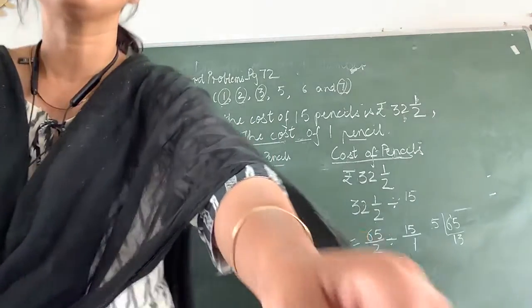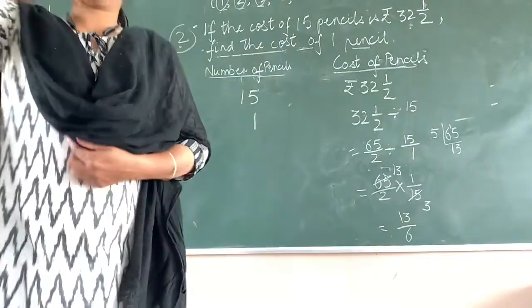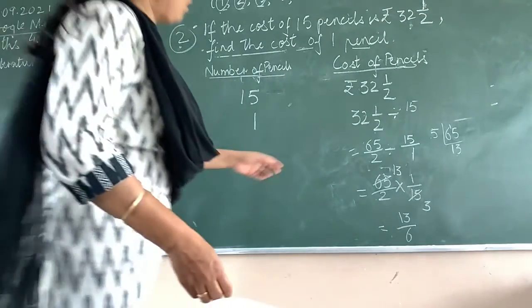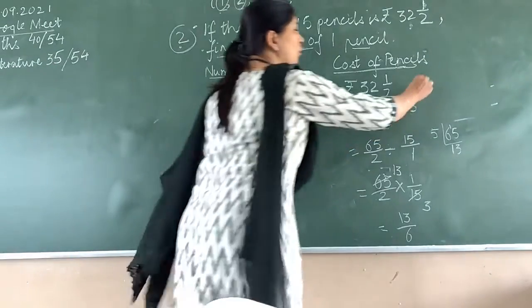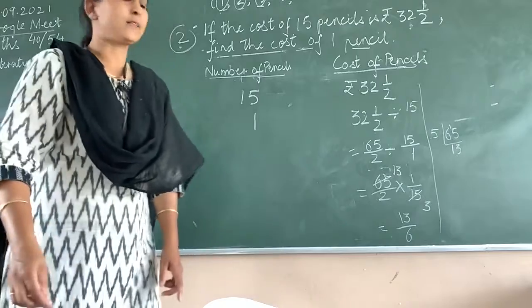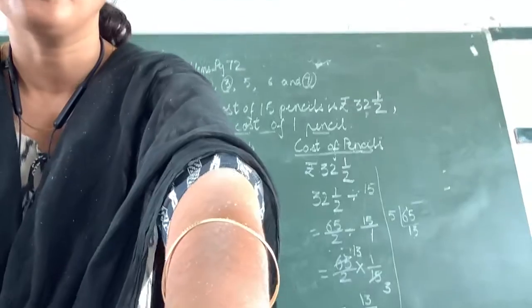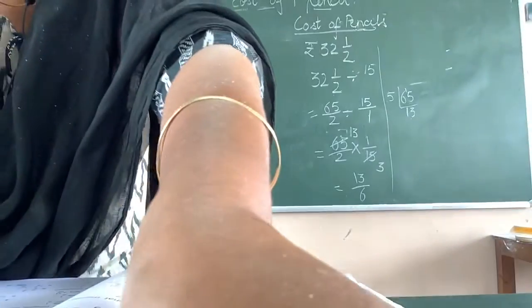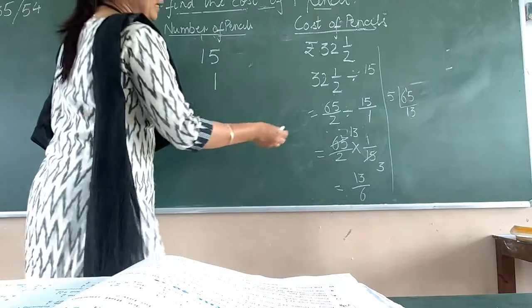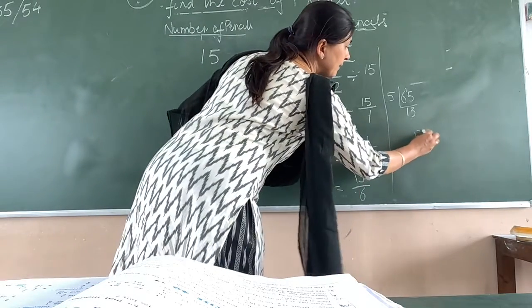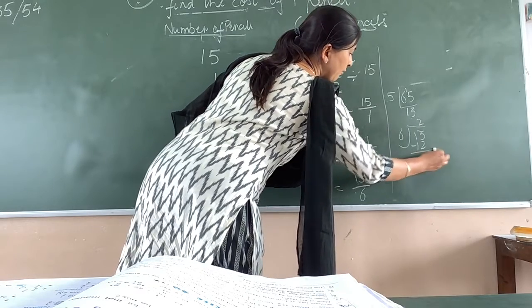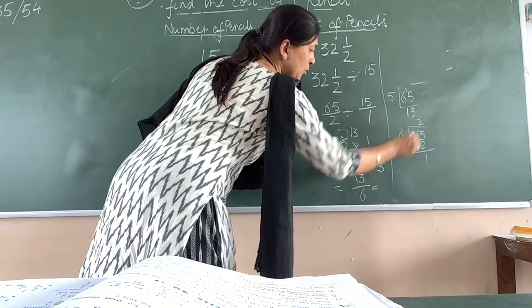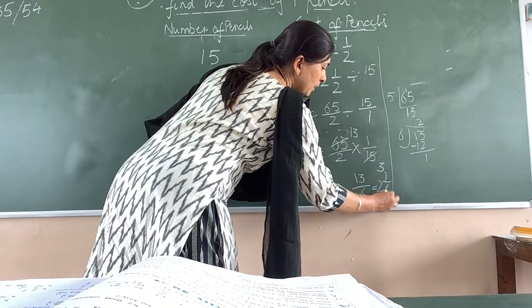Now 1 second, children. Yes, now you can see. Now 13 over 6. It is what? It is an improper fraction. So we will change it into a mixed fraction. Let me adjust this. Yes. Now let us divide 13 by 6. 6 times 2 is 12. So what is our answer? 2 whole 1 over 6.